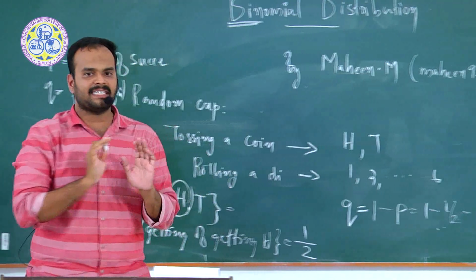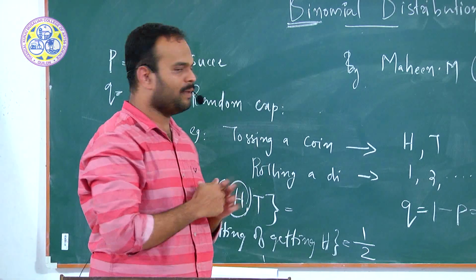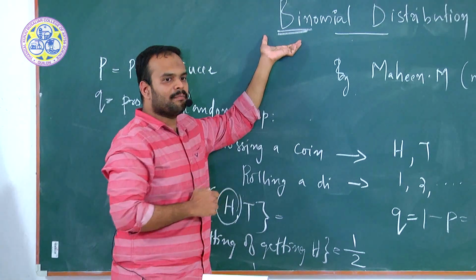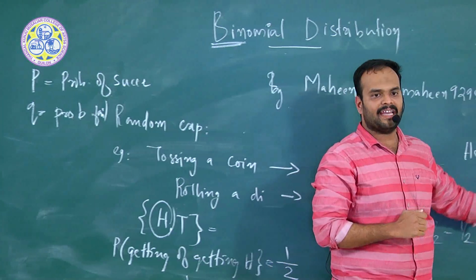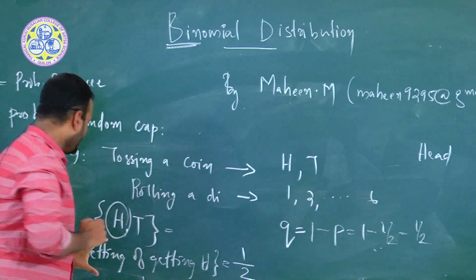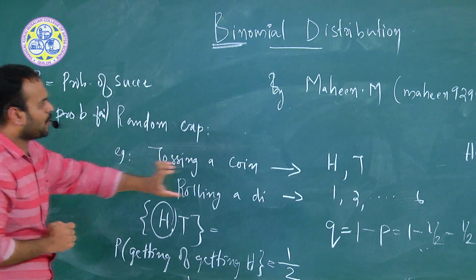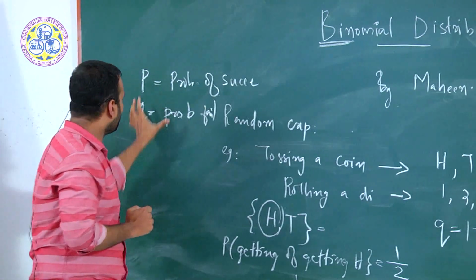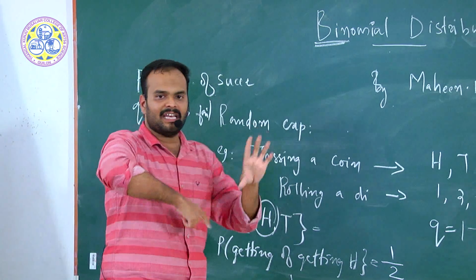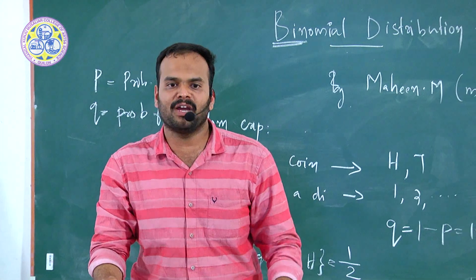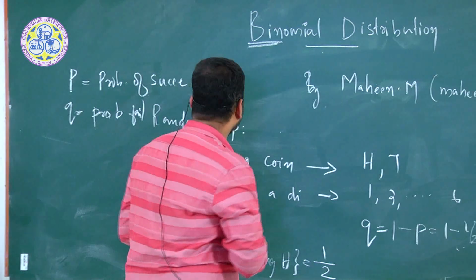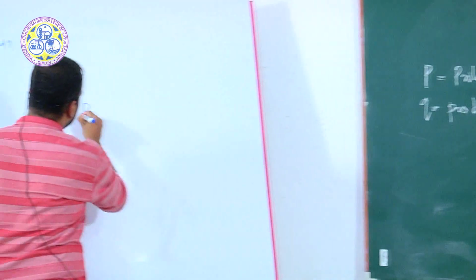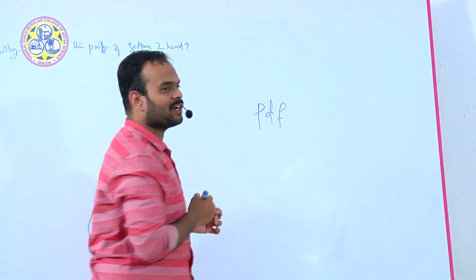These are the basic foundation for understanding the binomial distribution. The term binomial itself means success and failure. The probability of success is given by notation P and the probability of failure is given as Q. The probability of success and failure in a function form is what we call the binomial distribution. Then the PDF, that is probability density function, is denoted by PDF.